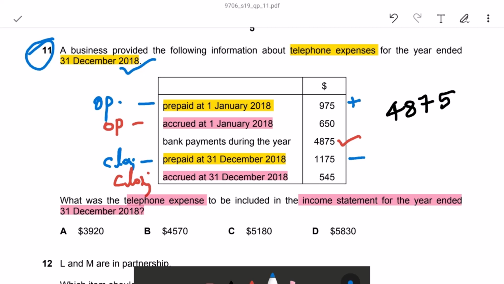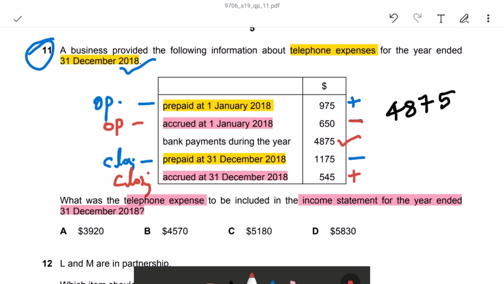Next, accrued. Accrued means the service has been done but the amount has not been paid yet. So it must be included in the income statement to get the accurate profit. So opening accrued means this is last year's accrued. We have not paid but we adjusted it in last year's income statement. So this we should deduct from here. This is already done in last year. While this year's accrued we should add. It should be added as per the matching or prudence concept. We should add it in the income statement. So we have to add and deduct.